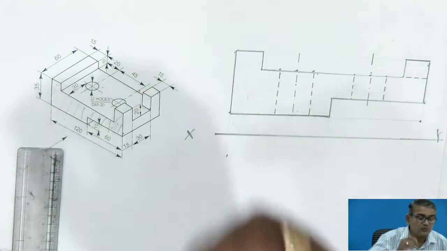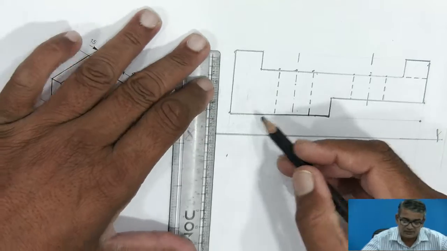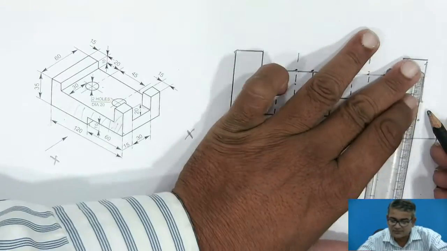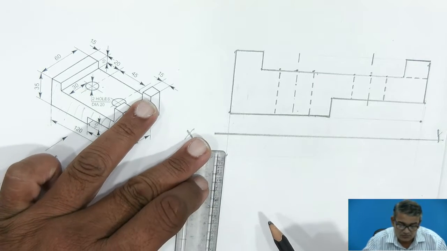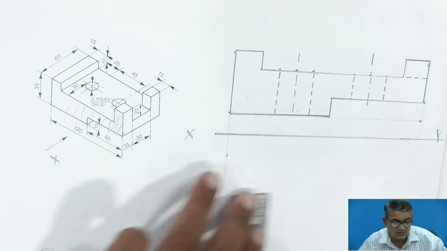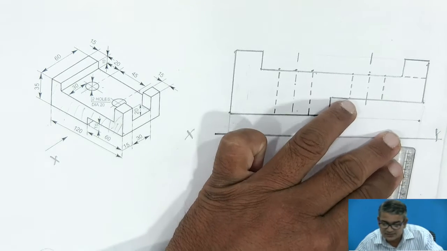Now when you have to go for the top view, what are the dimensions? 120 is given, draw the 120 as it is. And what is the depth? Depth is given as 60 mm. So from that make a 60 mm block, 60 and 60. This is also 60, from corner to corner, that is 60 mm.